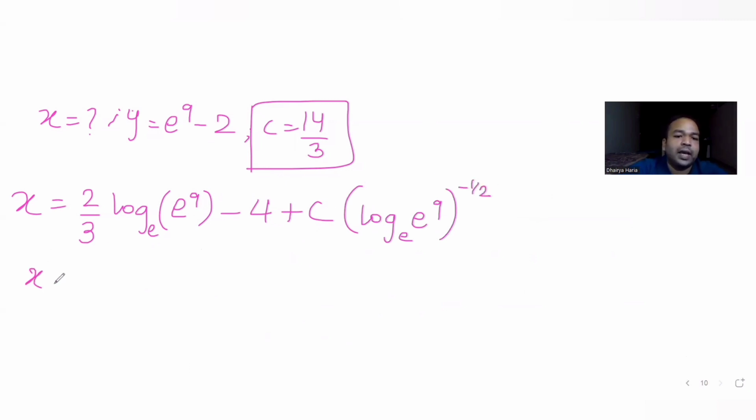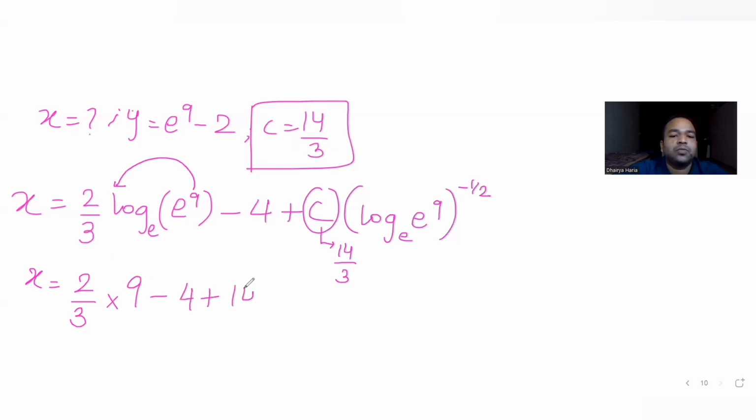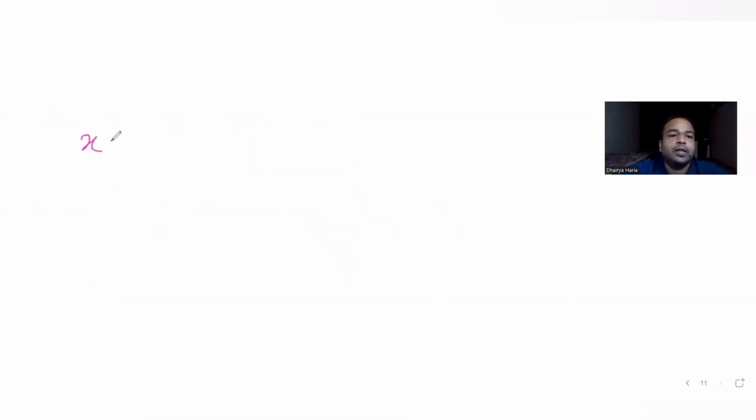So you get x, c already also was given to us as 14 by 3. So I'll substitute that. So you get x as 2 by 3 log of e raised to 9 to the base e. 9 if I take it ahead becomes 9, minus 4, plus 14 by 3. Here you get 9 raised to minus half. So 1 upon 9 raised to half, which is square root of 9, 1 by 3. So you get x as 18 by 3 minus 4 plus 14 by 9.